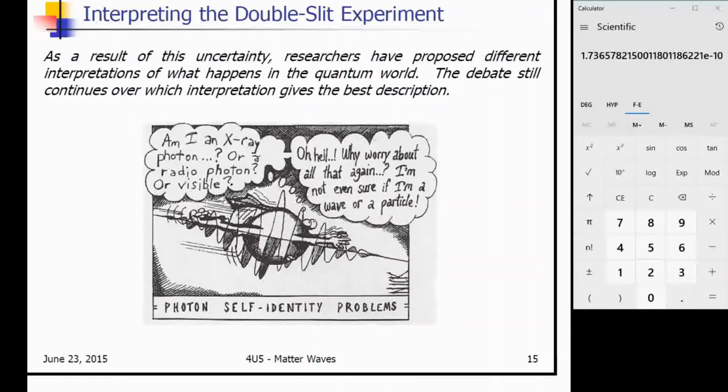It says here, this is a photon. It says the photon self-identity problem. He says, am I an X-ray photon or a radio photon or a visible? He says, why worry about all that? I'm not even sure if I'm a wave or a particle.